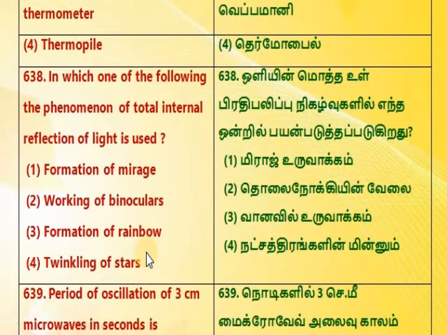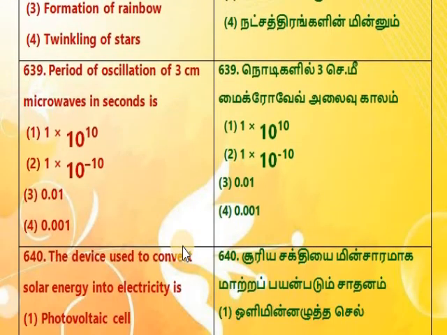638. In which one of the following is the phenomenon of total internal reflection of light used? 1. Formation of mirage, 2. Working of binoculars, 3. Formation of rainbow, 4. Twinkling of stars.